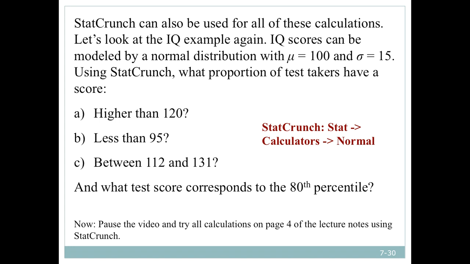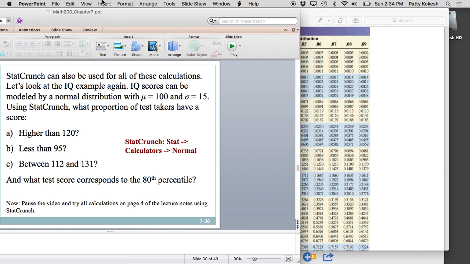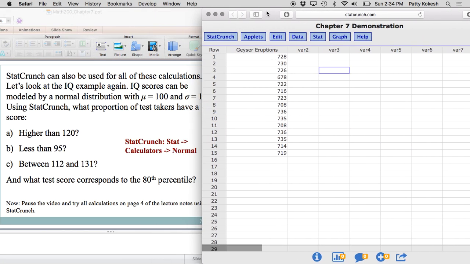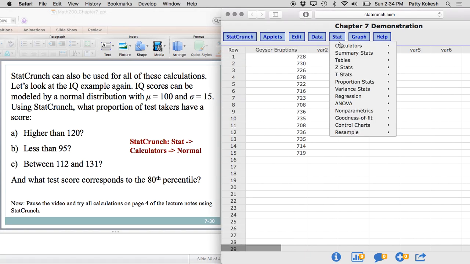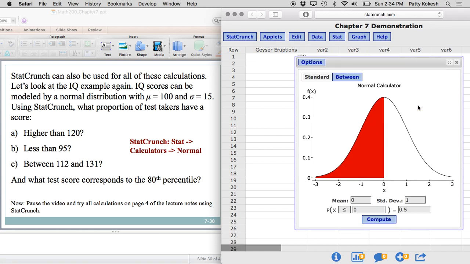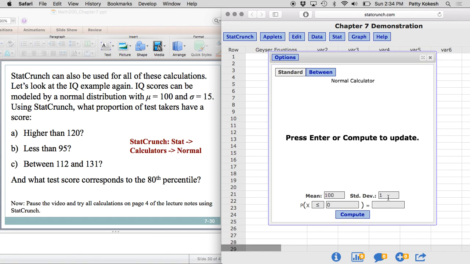So let's look at the IQ example again. We know that IQ scores can be modeled by a normal distribution. Mean is 100, standard deviation is 15. And we're just going to go through these questions. So let me minimize this a little bit, scoot this off to the side and bring up my StatCrunch here. What I'm going to do is go into Stat, Calculators, Normal, and then all we really need to do is enter the information that you're interested in. So my mean is 100, so I'm going to type that in here, and my standard deviation is 15, so I'm going to type that in here.